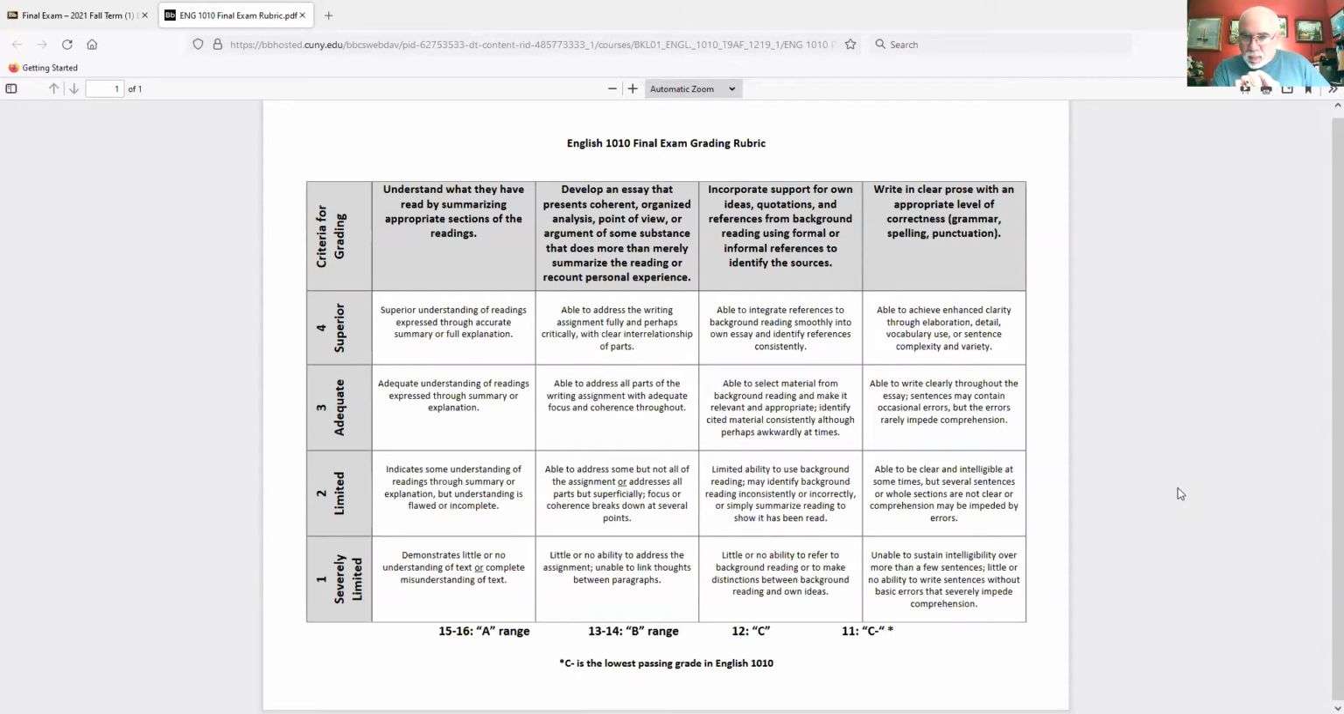So you will be graded out of 16 points. There are 4 categories. You can get 1 through 4 on each category. If you get a 4 across the board, 4 times 4, you'd get a 16. You'd get an A. So the ranges here are 15 to 16 A, 13 to 14 B, 12 would be a C, 11 is the lowest passing grade. That's a C minus.